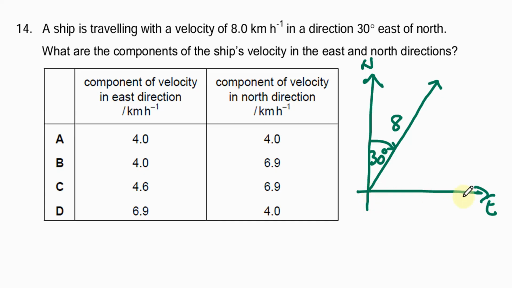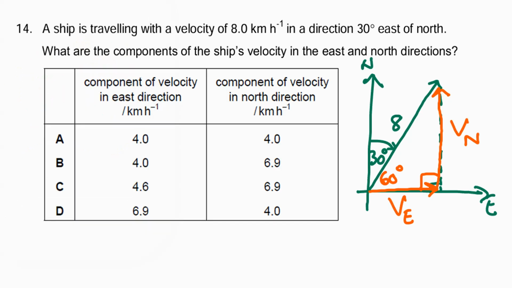Now, to get the easterly and northerly components, we can drop a perpendicular onto the easterly plane. Then the easterly component will be given by this vector. So we can call it VE. The northerly component, of course, is this vector. So Vn. Important to note that a vector is always going to be the resultant of its components. So VE and Vn are drawn head to tail. This angle here, of course, is 90 degrees. And this is 60 degrees.